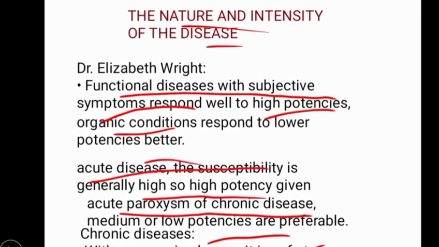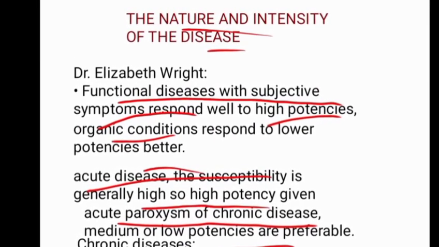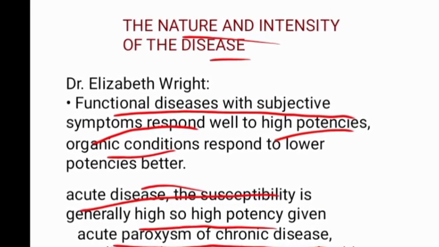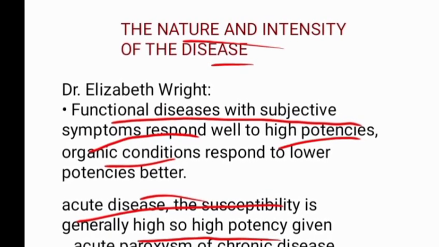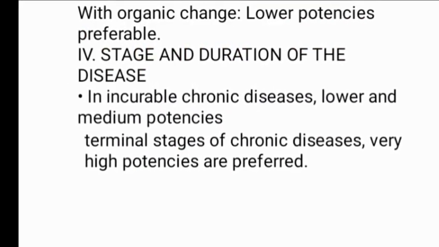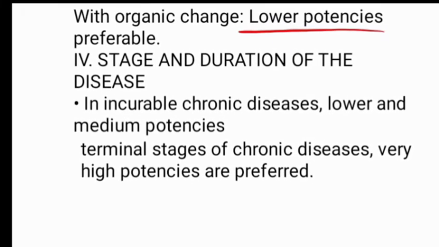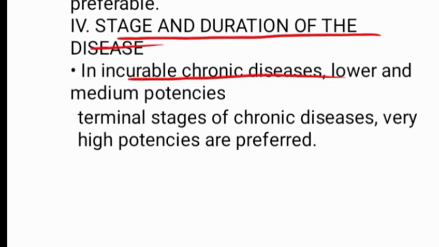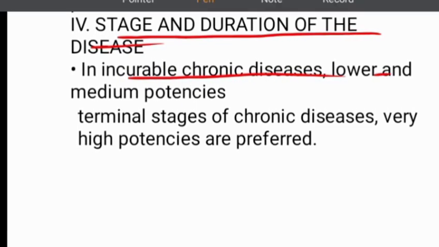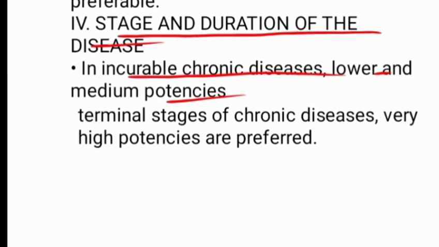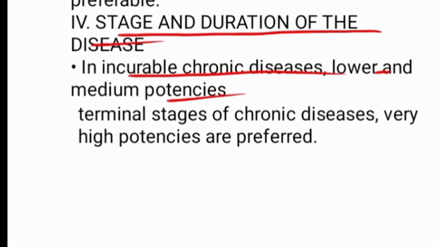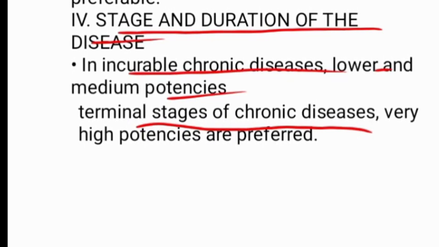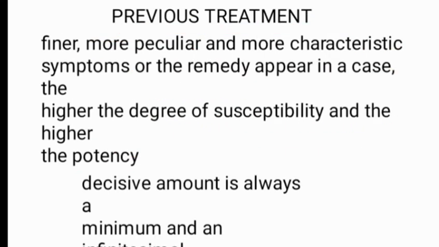In chronic diseases with no organic changes, we use 200 potency. Why do we use a minimum dose? Because a minimum dose will not aggravate the previous symptoms, and can also enhance the curability or removal of the disease. Then if organic changes occur, we use lower potency. Then the stage and the duration of the disease. If the disease is not curable, then we give lower or medium potency, because a small dose will give more benefit toward removing the disease. But if the disease is chronic or cancer-like, then we give high potency.